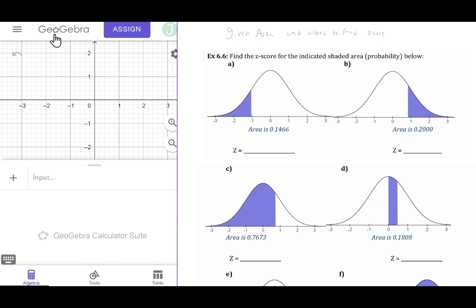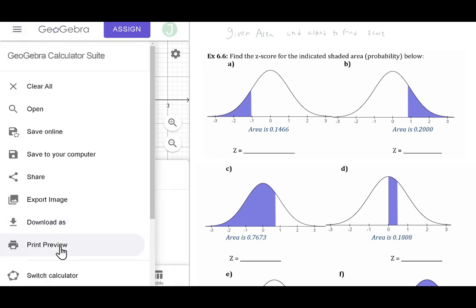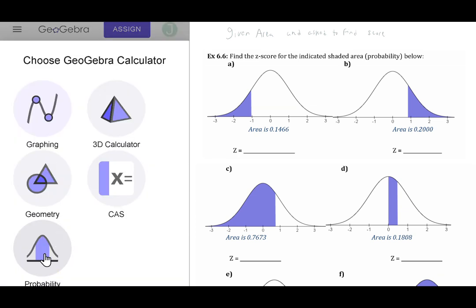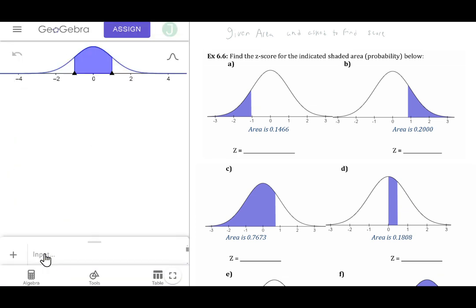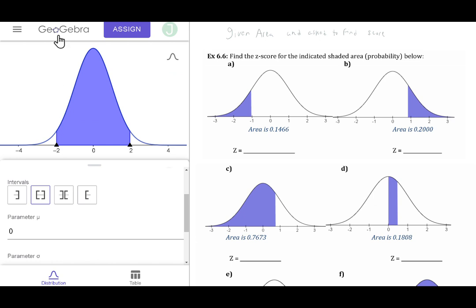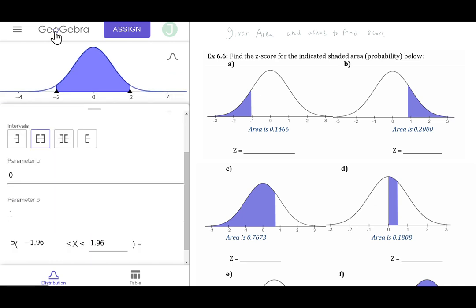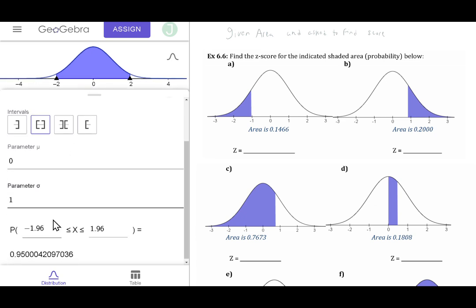If you are using the web-based GeoGebra, which is what I'm using, geogebra.org/calculator, you can switch between the calculators, and we will choose the probability calculator. Again, if you're using the GeoGebra Calculator Suite app on your mobile device, you can just click the hamburger or the three lines in the top left and switch between graphing and probability.